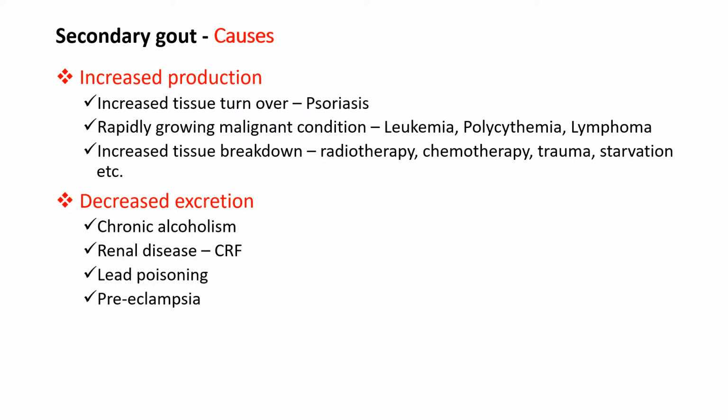Apart from this, secondary gout can be seen when there is decreased excretion of uric acid from the body. For example, in chronic alcoholism, renal diseases, lead poisoning, and preeclampsia, all these conditions where there is a compromised kidney, which leads to decreased uric acid excretion, thereby increasing its serum levels, that is hyperuricemia, which can progress to gout.